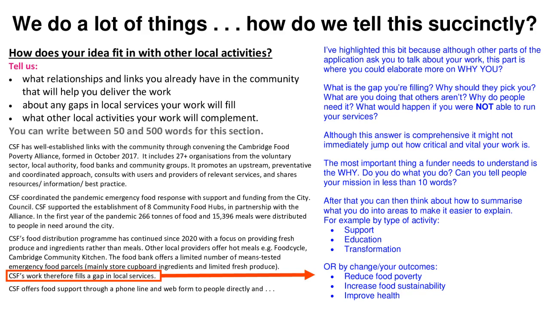So this question, how does your idea fit in with other local activities? It's actually a bit of a trick question, because they want you to both demonstrate that you have good community connections and that you work in partnership, but that your services are also really needed and you're filling a gap. And one way to articulate this is to flip it around and say, if we could not do this, then X would not happen. X people would not be able to do this, which can sometimes sound more convincing to a funder because they understand better the gap that you're going to leave by not being able to do your work.